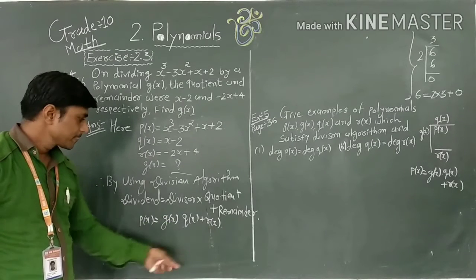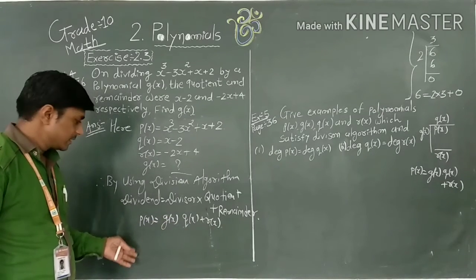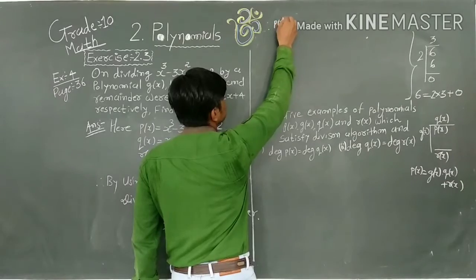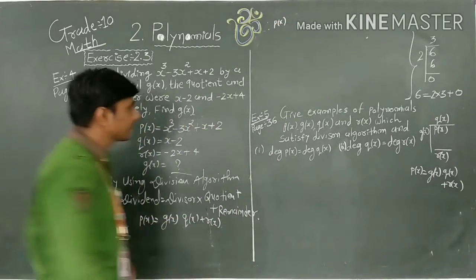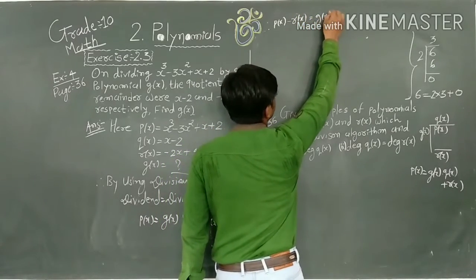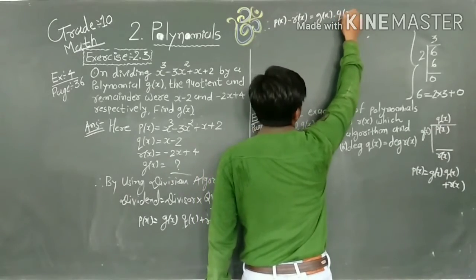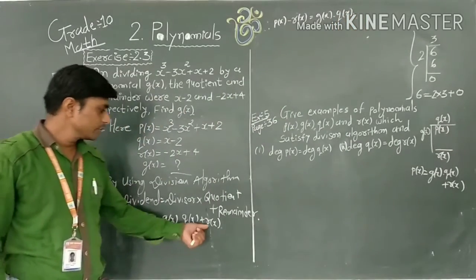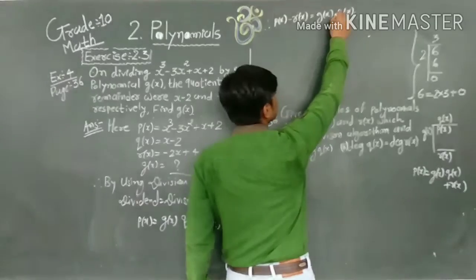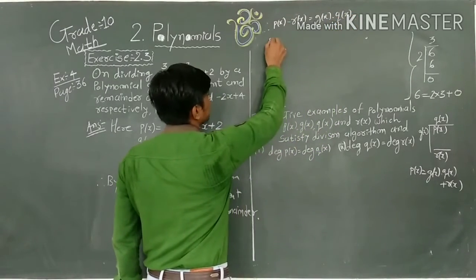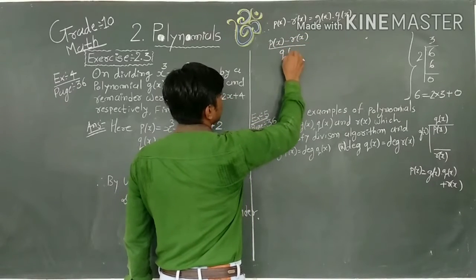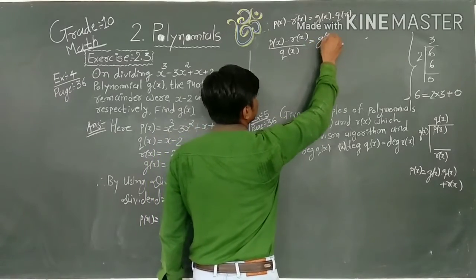it becomes negative, and q(x), going on division, therefore we write p(x) minus r(x) is equal to g(x) into q(x). Okay, what we do? We transfer r(x) to the opposite side, it becomes negative. Now this is a multiplication, that is why it goes on division. Therefore p(x) minus r(x) upon q(x) is equal to g(x).